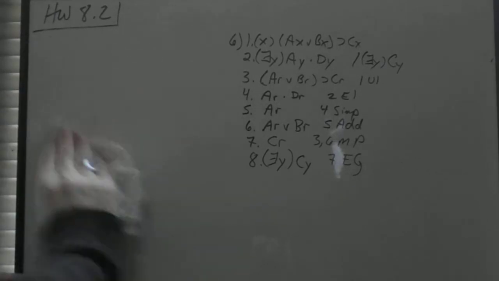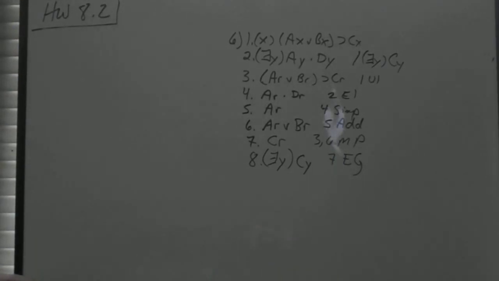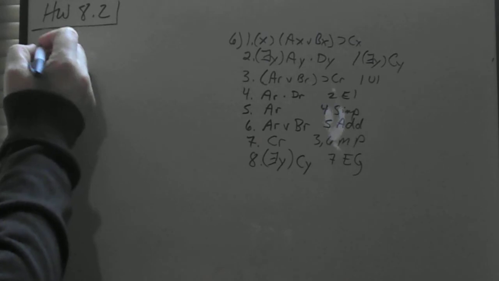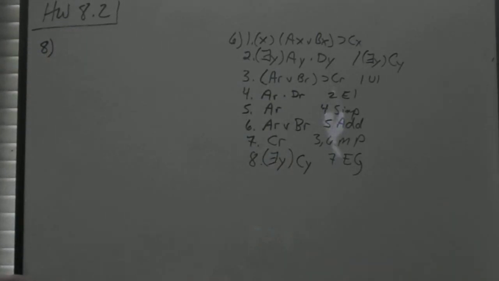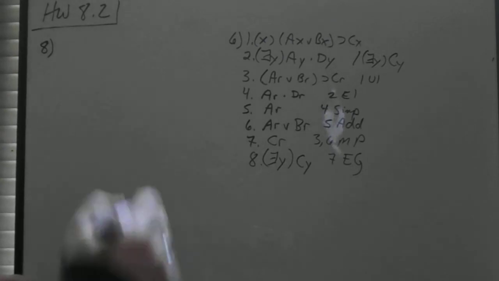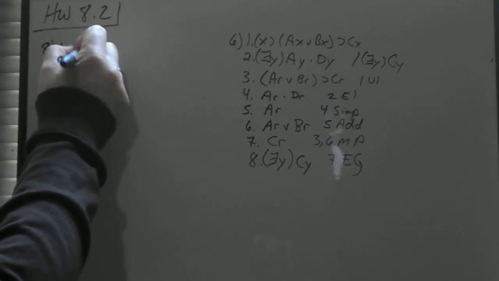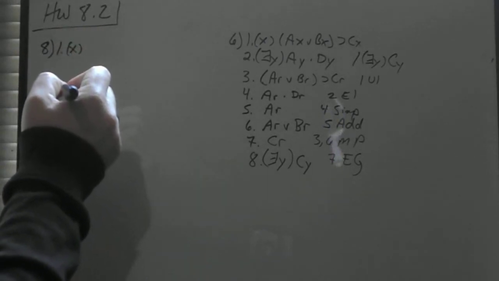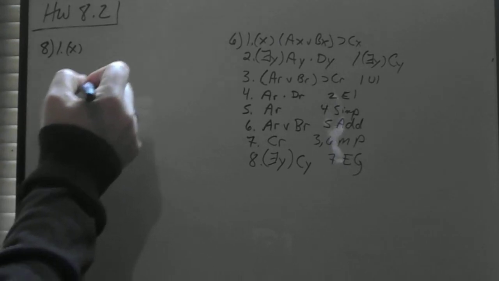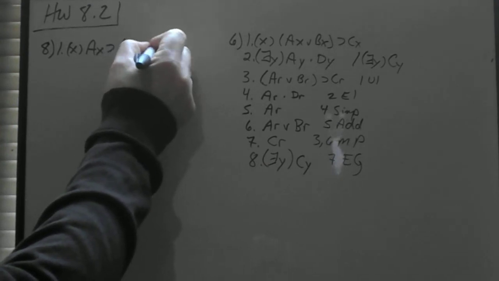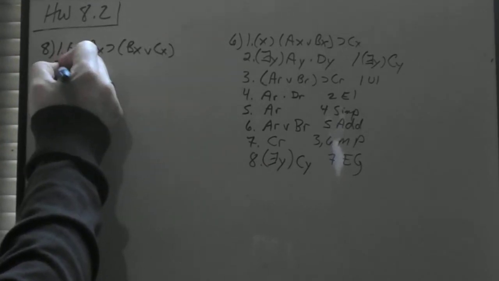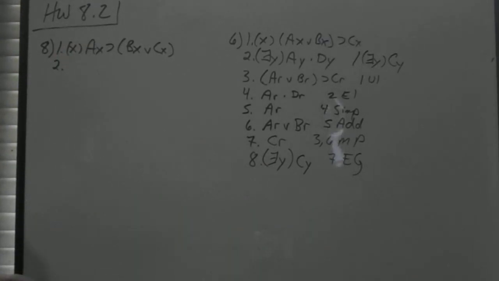So hopefully you're finding these to be fairly easy once you get past the instantiations and whatnot. We did 7 in the example earlier, so we just skipped to number 8 now. So for all x, Ax then Bx or Cx. Line 2, we have there exists x, Ax and not Cx.